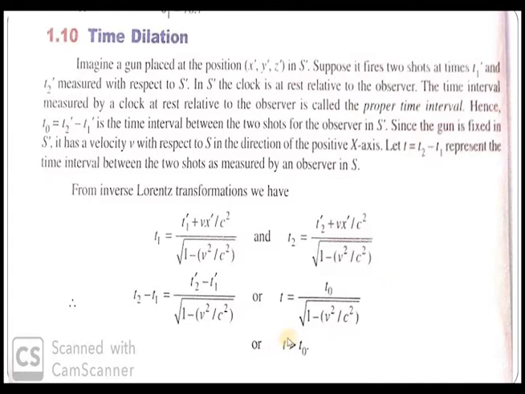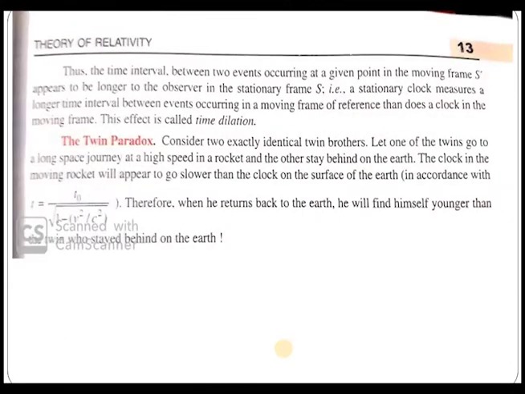This is what the time dilation says. Mathematically we have t is greater than t0. T0 is the time observed from the S prime frame which is in motion, and t is the time observed by a person who is standing in the S frame which is at rest and looking at the motion of the S prime frame. The S prime frame is moving with velocity v along the positive x direction, and this v is comparable to the velocity of light. So these are the things that we will have to keep in mind. The time interval between two events occurring at the same point in the moving frame S prime appears to be longer to the observer in the stationary frame S.